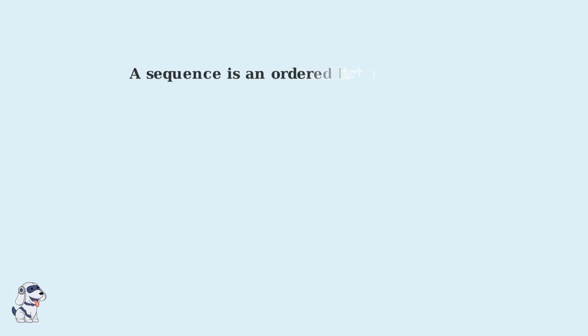A sequence is simply an ordered list of numbers. Think of it like a line of people waiting. Each person has a specific position, and the order matters. Let's look at a simple example. Here we have the sequence 2, 4, 6, 8. Each number is called a term, and they follow a specific order.